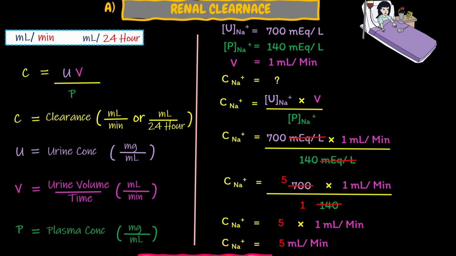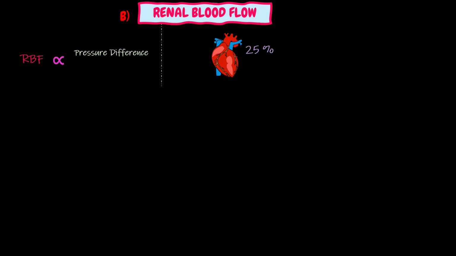Moving towards renal blood flow. Renal blood flow is 25% of the cardiac output. Renal blood flow is directly proportional to the pressure difference between the renal artery and the renal vein, and is inversely proportional to the resistance of the renal vasculature. Vasoconstriction of renal arterioles, which leads to a decrease in renal blood flow, is produced by activation of the sympathetic nervous system and angiotensin II.